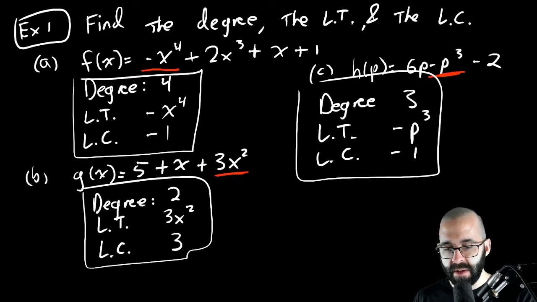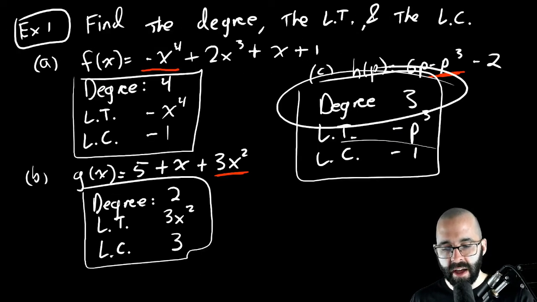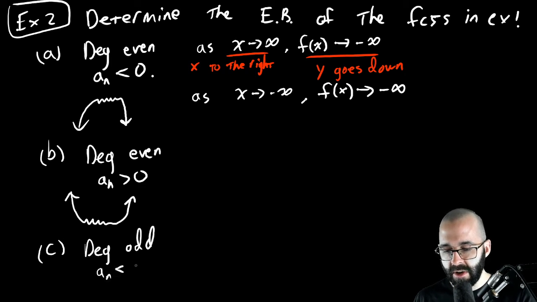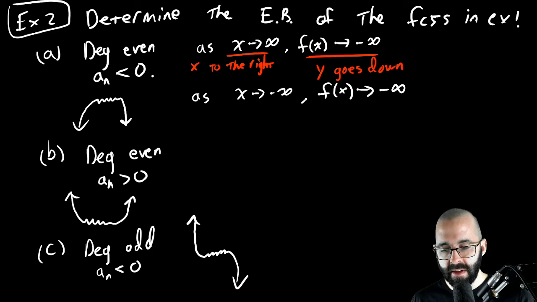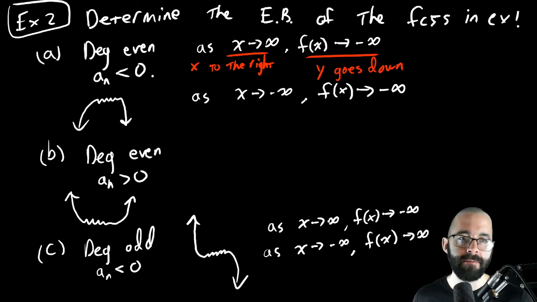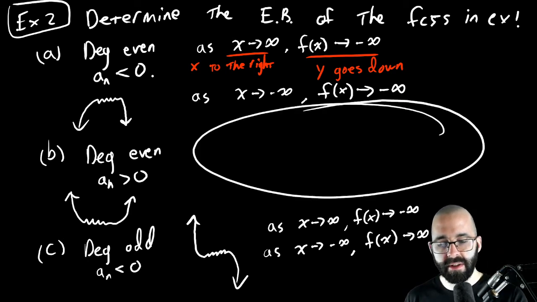And finally, part C has an odd degree and a negative leading coefficient. So degree is odd. Negative leading coefficient means it behaves like a negative cubic function at the ends. Or again, you could use the other lingo. As x goes to the right, the function goes down. As x goes to the left, the function goes up. And you could do the same thing for this one too.